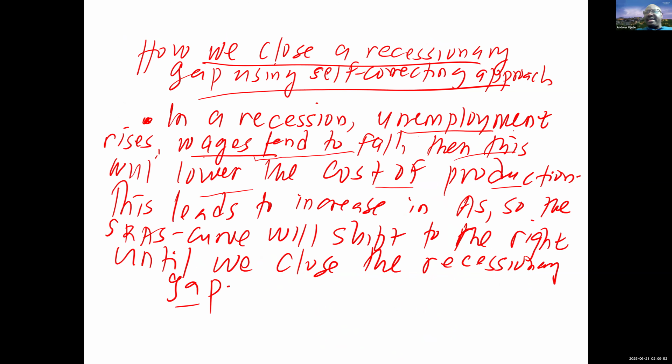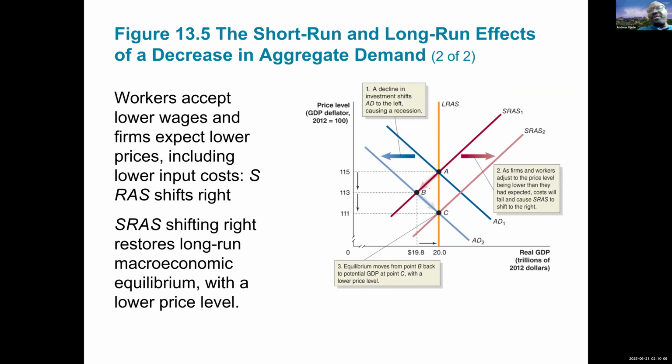So based on what I described here, according to these economists, in a recession, unemployment is rising and wages are going to fall. As wages fall, this is going to lower the cost of producing goods. This leads to an increase in aggregate supply. So the short-run aggregate supply curve is going to shift to the right until we close the recessionary gap. So that's what's going to happen here. See? So from point B, the aggregate supply curve is going to shift to the right because when the economy is in a recession, production cost is going to be low because wages are falling. That's going to prompt companies to organically start increasing output because of lower labor costs. Okay, they would produce more.